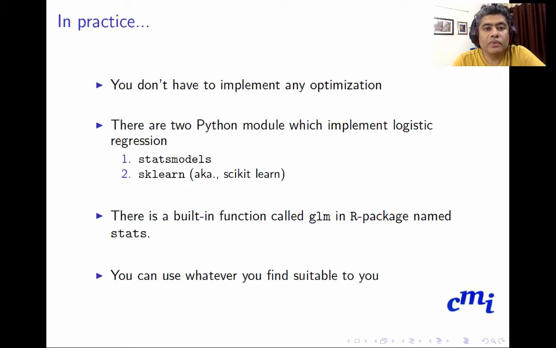In practice, we do not have to implement any optimization. There are two Python modules which implement logistic regression. One is statsmodels, another is scikit-learn. There is a built-in function called GLM in the R package named stats. You can use whatever you find suitable to you.